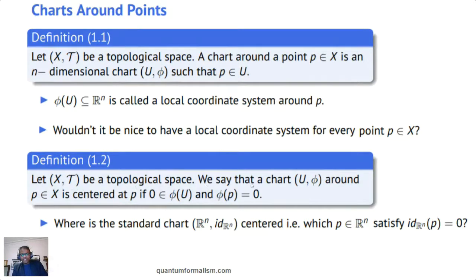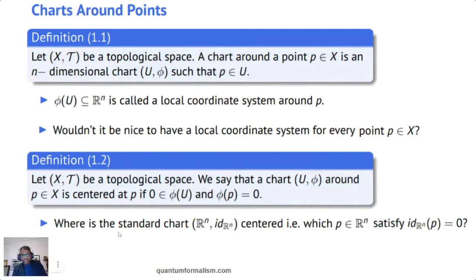Another key definition is that given a chart around a point P, we say it's centered in P if the first condition is that the zero, the origin, has to be in the domain of phi of u, so in u hat. And the second condition is that phi of P has to be 0. If that happens, we say that a chart is centered at point P. If it doesn't happen, then the chart is not centered at point P.